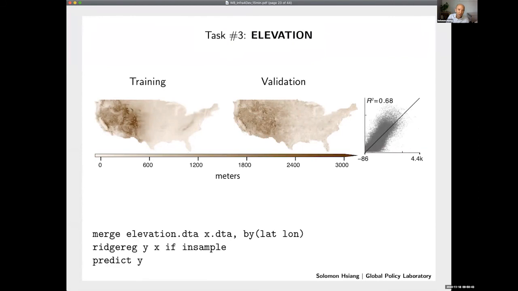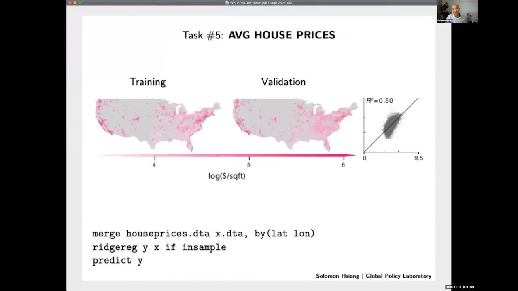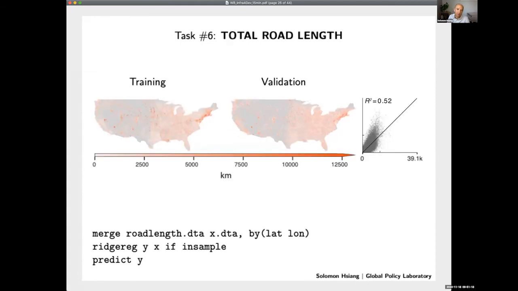We've run it on a whole bunch of different problems. So we try to predict elevation. Turns out using just a daytime image, we can estimate elevation quite efficiently without knowing any information about where the image was taken from. We can also use daytime imagery to predict how bright a location is going to be at night, so nighttime luminosity, which has been the topic of many prior studies. And in fact, we can even look at house prices. Just looking at daytime images, the same thing that predicts population density or elevation can help us estimate the average house price in a square kilometer. We've also done it for road length and other types of infrastructure.